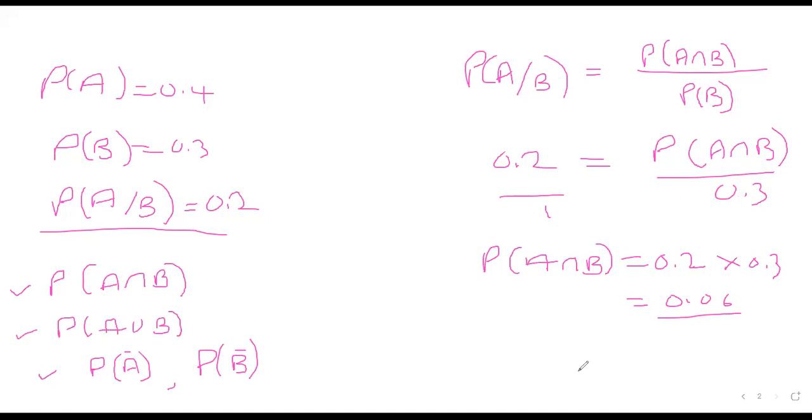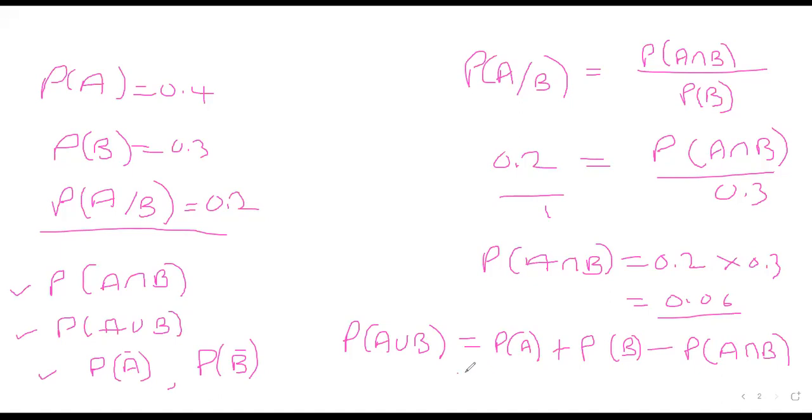Who remembers how we find A union B? The probability of A plus the probability of B minus the intersection of A and B. We've been given the probability of A as 0.4, B as 0.3, and the intersection that we found as 0.06. What becomes our answer? We find 0.64.